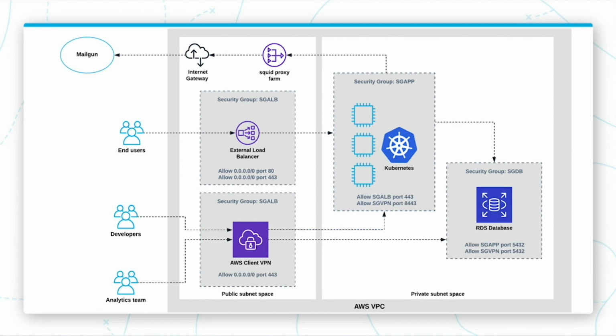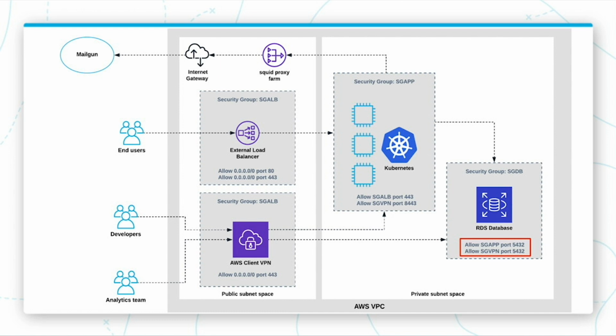Let's start off with modifying the security groups. The first security group for the load balancer doesn't need to be modified because for this type of web traffic, it is already specific enough. The second security group for the application server can be made more specific. We should set it up so that it only allows connections from the load balancer on port 443 and also from the VPN security group on port 8443.